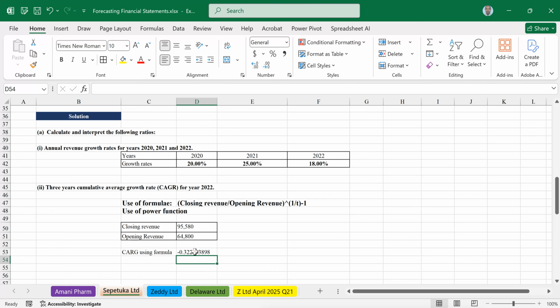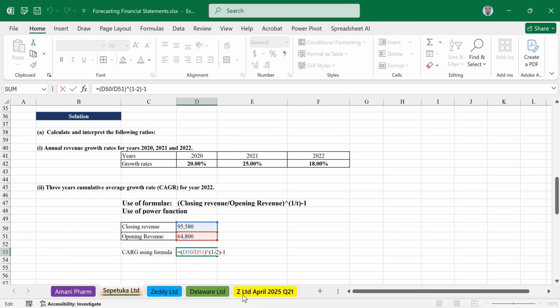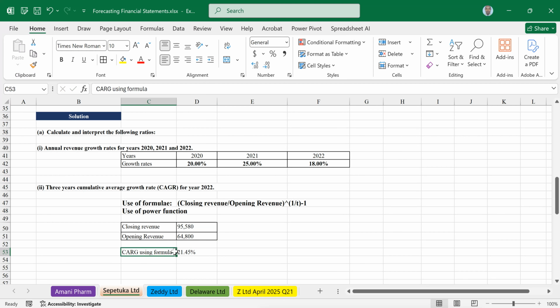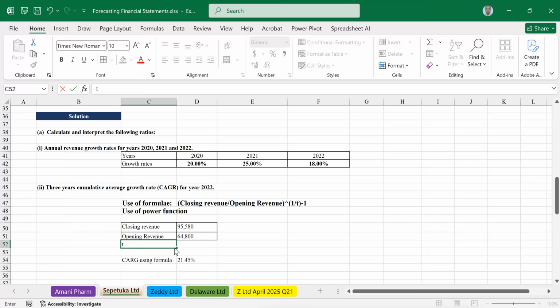There's a problem in the way I've done the formula, so it should be 1 over 2, then minus 1. So the answer is 0.21. Convert that to percent, then perhaps 2 decimal places. To bring this down to here, we can add that T is equal to 2 here. That is CAGR by using the formula.